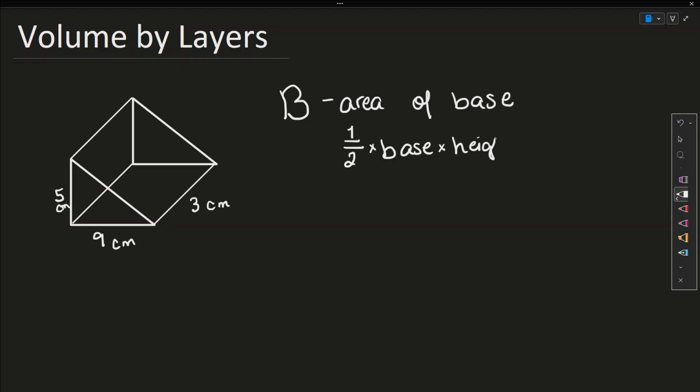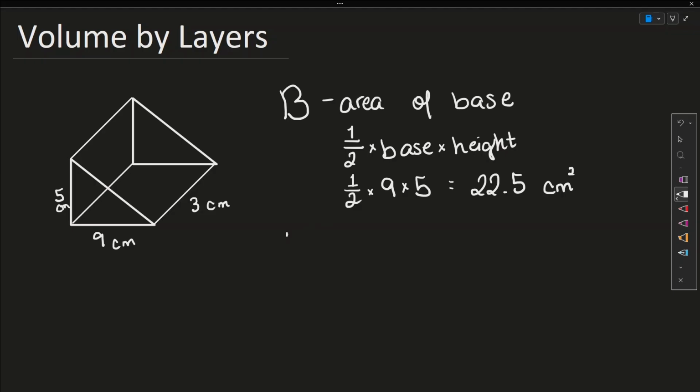For this particular right triangle, we can see that the base is 9 and the height is 5. So we have 1/2 times 5 times 9. This gives us 22.5 square centimeters.